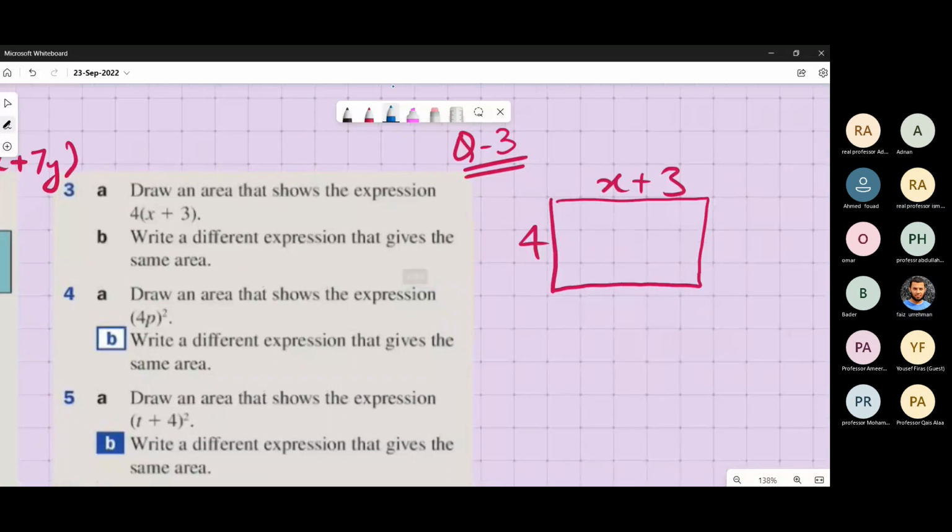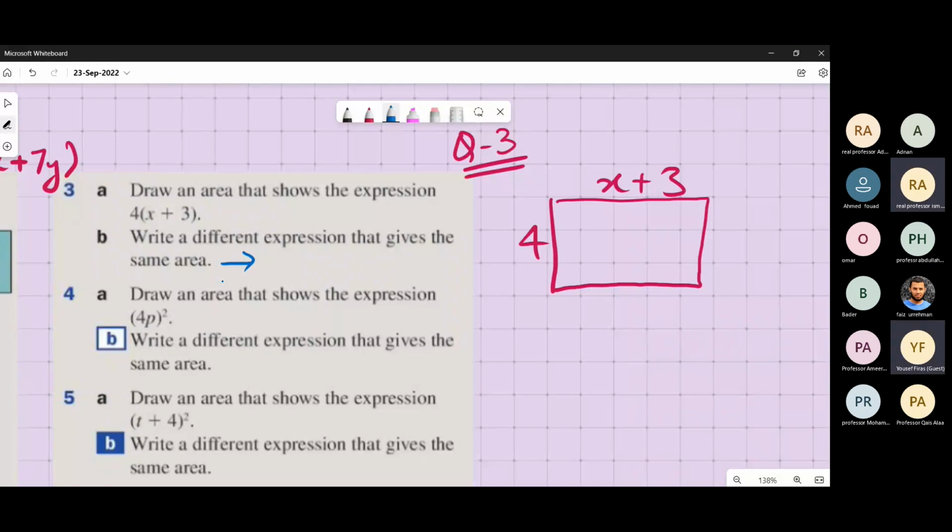Okay. Write a different expression that gives the same area. Can I answer? Okay, go ahead. Even I have to think what the answer is for this one. Okay, give me your answer. With a diagram, right? No diagram is required. No diagram is required in 3B. Only an expression is required. Can you tell me?